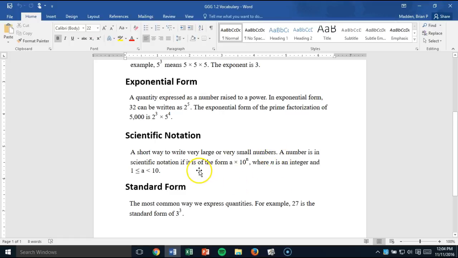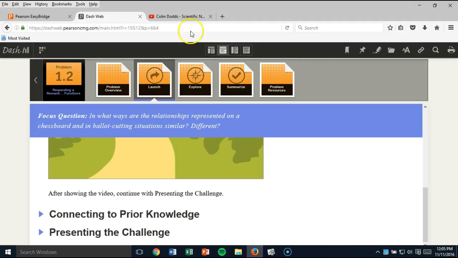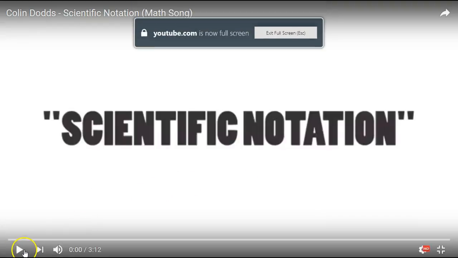A number in scientific notation is of the form a times 10 to the n, where n is an integer and a is greater than or equal to 1 but less than 10. We can expand this notation as follows. We have our number that we came up with for 2 to the 40th power, 1.099511628 times 10 to the 12th. That means we're multiplying it by 1 followed by 12 zeros. So we take this number times 1 trillion, and we come up with 1,099,511,628,000. Let's look at a little video that might help with understanding scientific notation a little better.